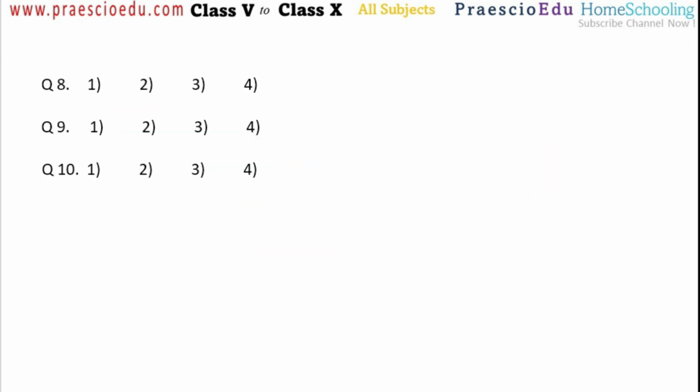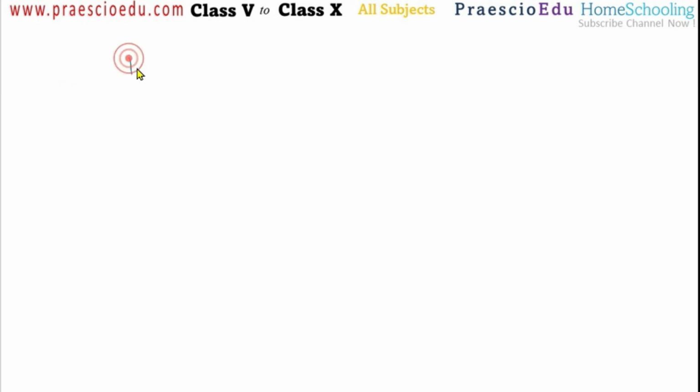Now question number 8. The total ages of Kavita, Savita and Salma 4 years before was 28 years. So we can make an equation as per this statement. Total ages of Kavita, Savita and Salma 4 years before means Kavita's age also minus 4, plus Savita's age also minus 4, plus Salma's age SL minus 4. We assume K for Kavita, S for Savita and SL for Salma. So that total age was 28 years.